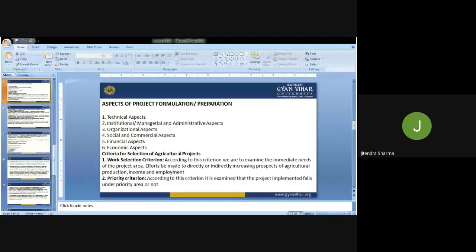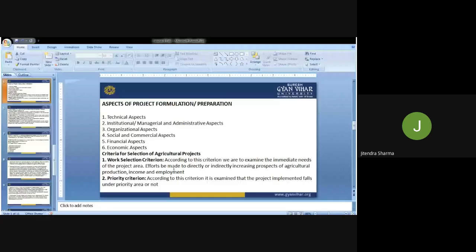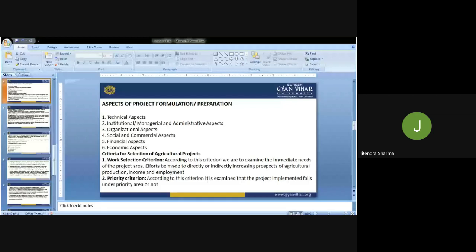We have to analyze both things: what will be the future cost of the project, and what will be the present cost of the project. If we analyze this, then we will understand whether the project is economically viable or not. If it is not viable, then why are we unnecessarily wasting our time here? So economic viability is very important before formulation of any project.